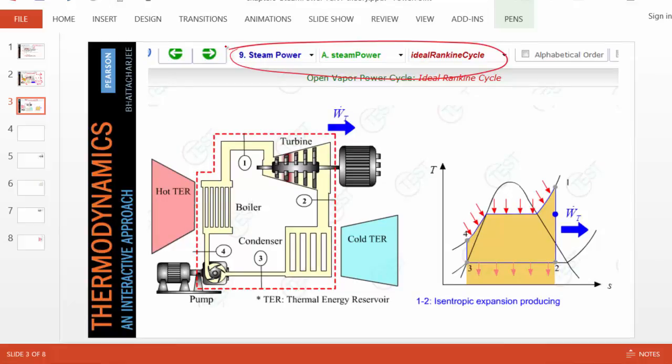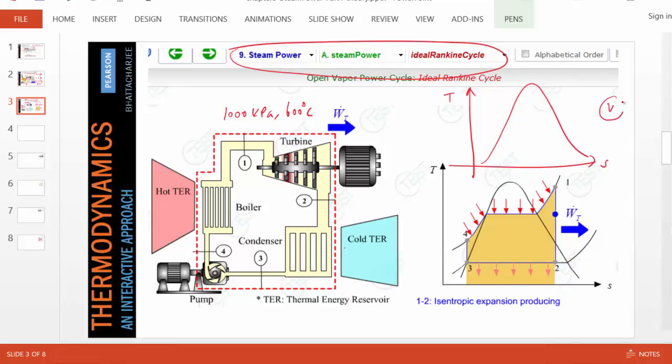So what happens in an ideal Rankine cycle? Let's start from an arbitrary state, say state 1. As we already mentioned, suppose steam is at 1000 kPa, 600 degrees Celsius. So how do you represent the state on a TS diagram? Recall from your PC model knowledge, in a TS diagram there is a dome shape that separates superheated vapor phase from subcooled liquid phase, and inside the dome we have the mixture phase, which is liquid and vapor coexisting together.